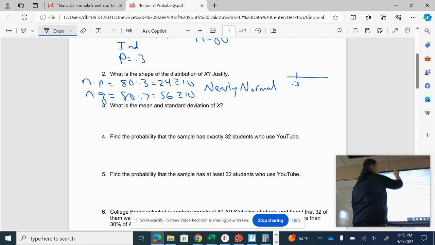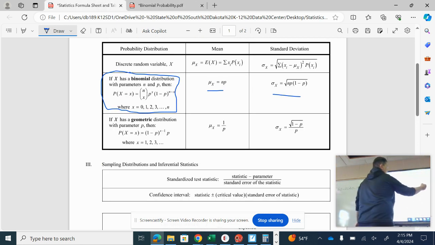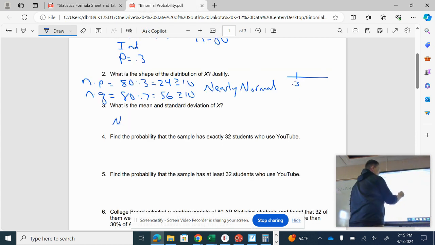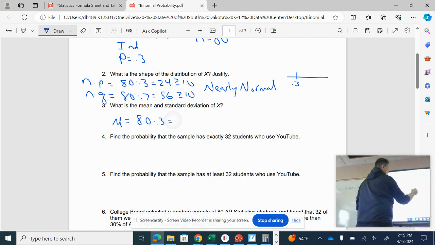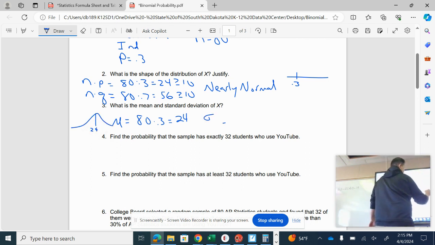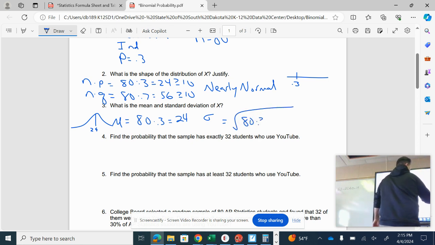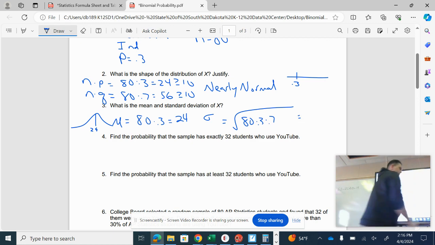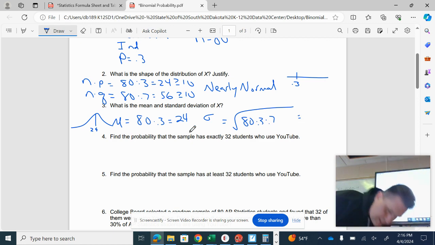If you calculate the mean and standard deviation, what is the mean and standard deviation? That goes back to these formulas, np and the square root of np times 1 minus p. So the mean, n times p, is 24. If we had a normal curve, which we actually do, we could put 24 here. And the standard deviation is the square root of 80 times 0.3 times 0.7. So we'll get that on our calculator here quick.